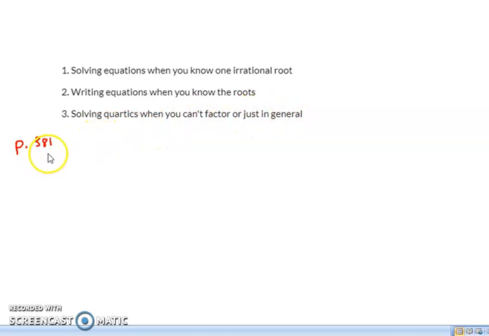So I'm going to look at page 381. That's the self-test 2. And the question that I'm just going to go over is particularly question number 6, letter B. So if you want to look at question number 6 on page 381, go ahead. So this question number 6, again, this is going to be part B. It's actually going to answer question number 1, how do you solve when you know a root, and how do you solve quartics you can't factor.